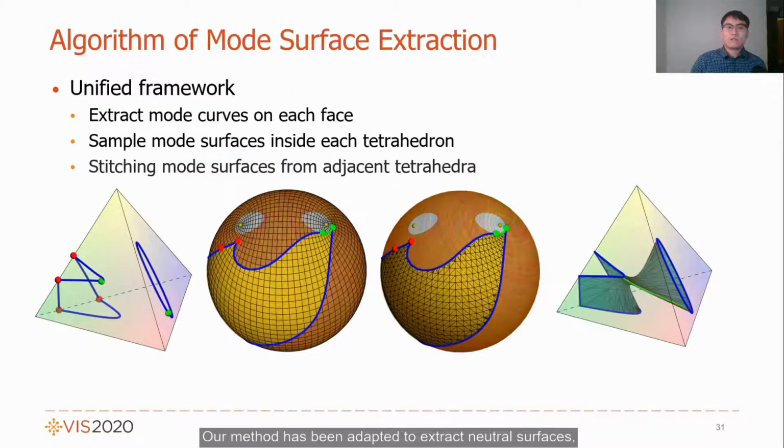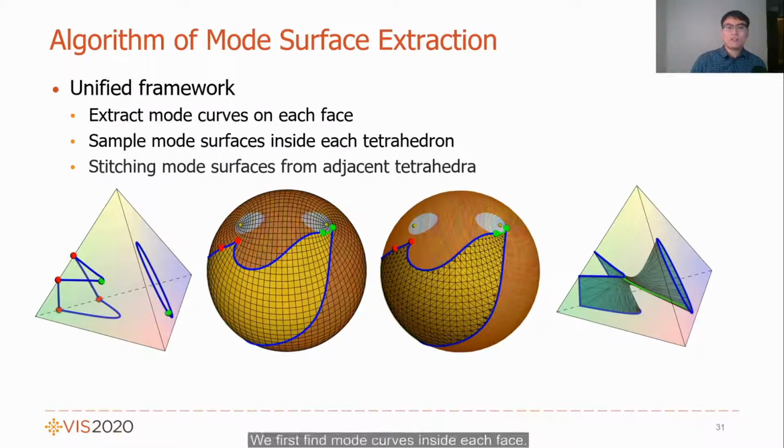Our method has been adapted to extract neutral surfaces. It provides a unified framework to extract mode surfaces, degenerate curves, and neutral surfaces. We first find mode curves inside each face. Then we sample the mode surfaces inside each tetrahedron using parameterization. At last, we stitch mode surfaces together from each tetrahedron across common faces. In the interest of time, we refer the audience to our paper for more details.